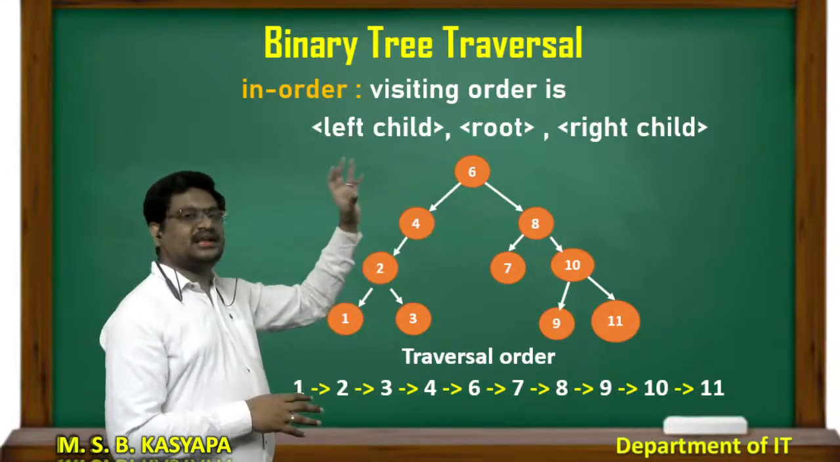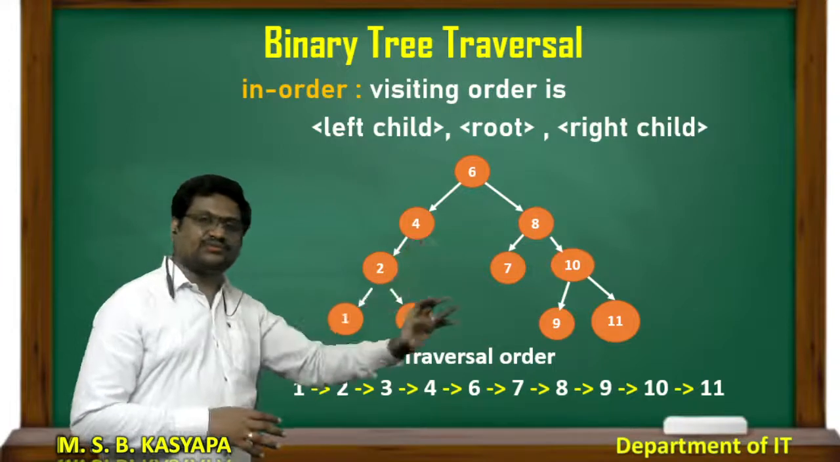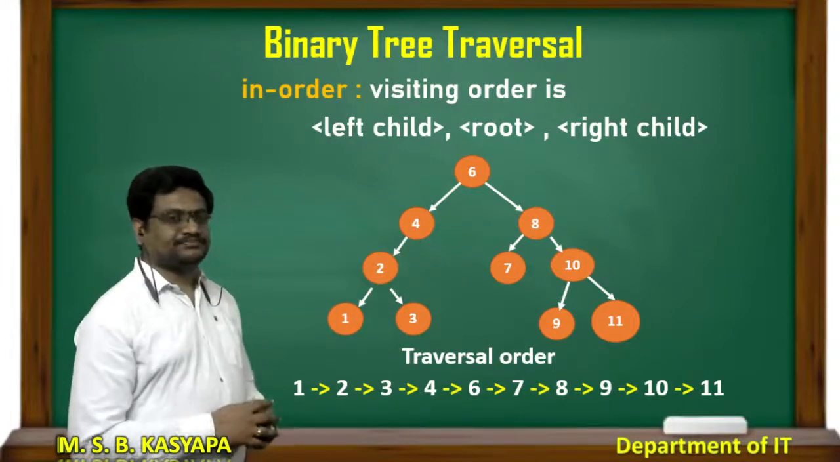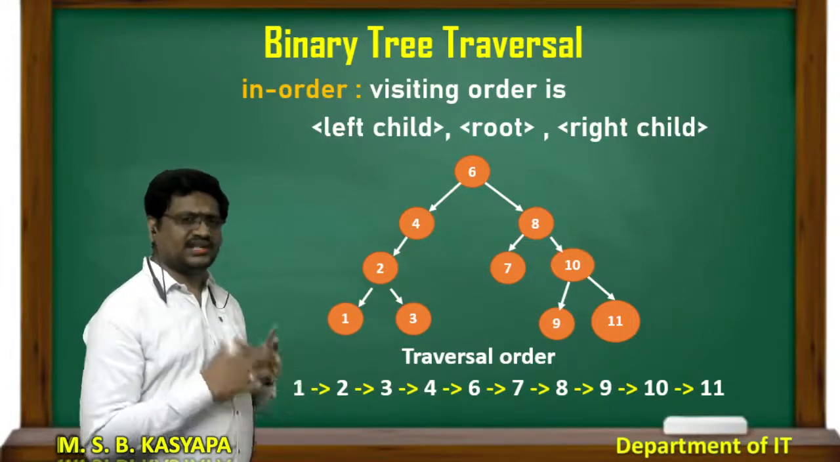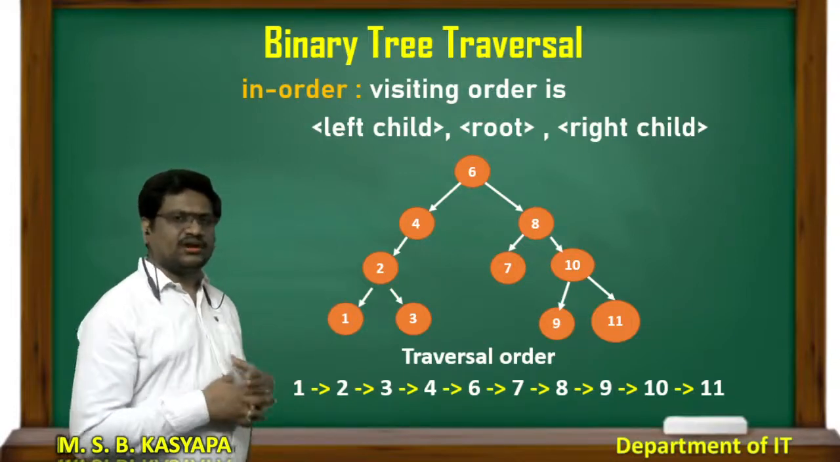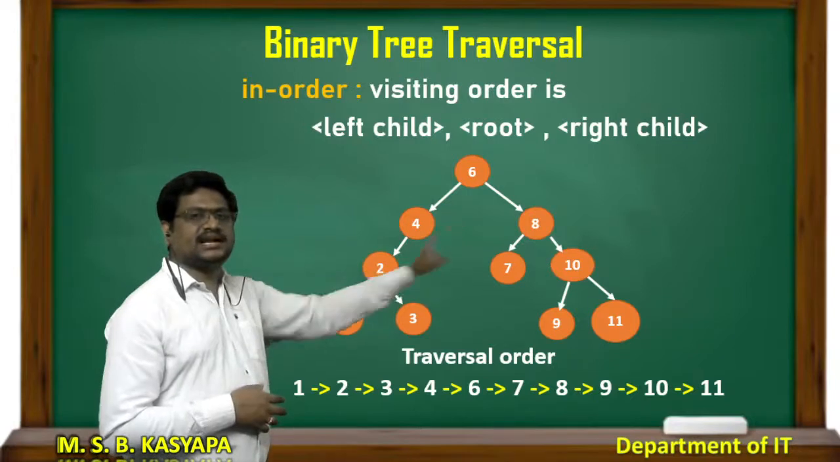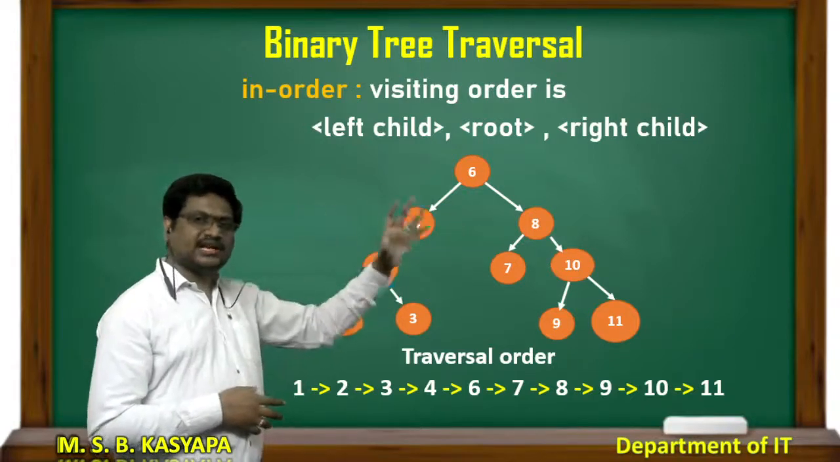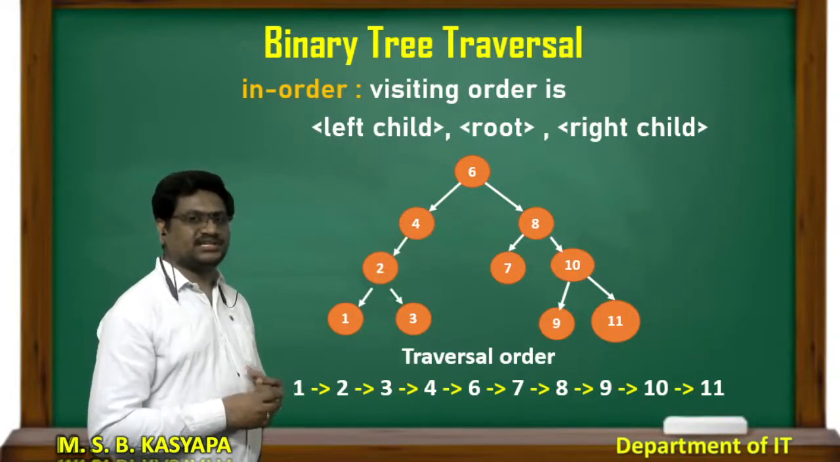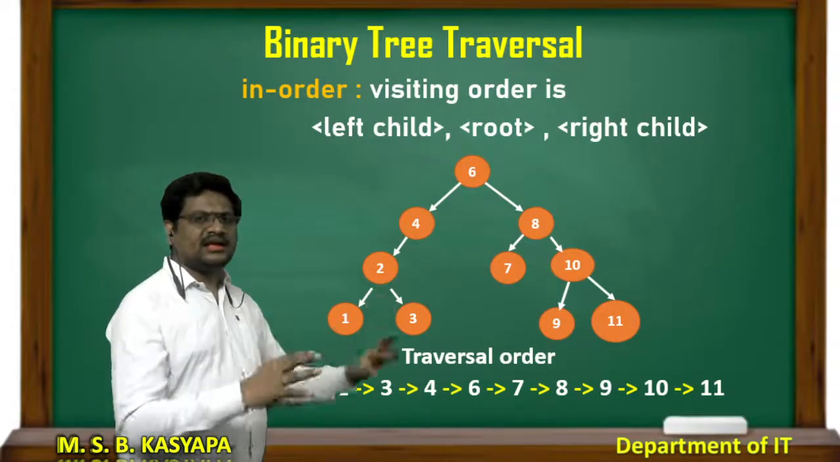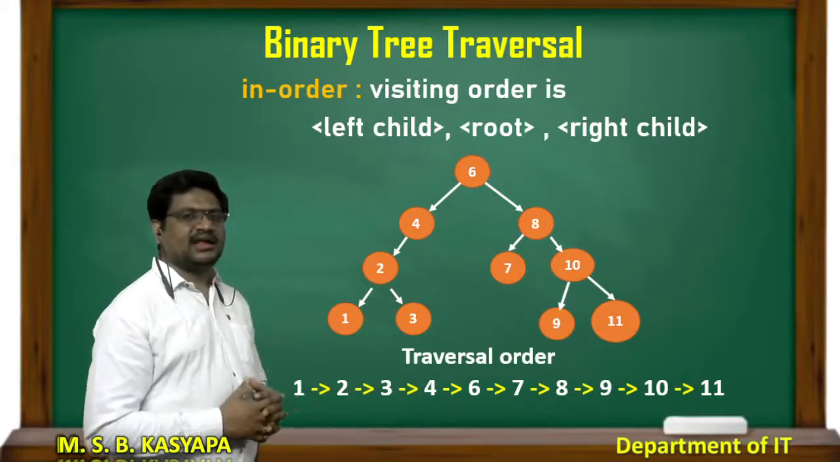So I automatically, without any checking of the parents, will move to the right subtree. Otherwise, there is no need to check whether it is a root element or not. If you see, 6's left side is already visited, then the 6's right side I have to visit. Now it automatically goes to the right subtree of the 6. So that is 8, 7, 10, 9, 11.